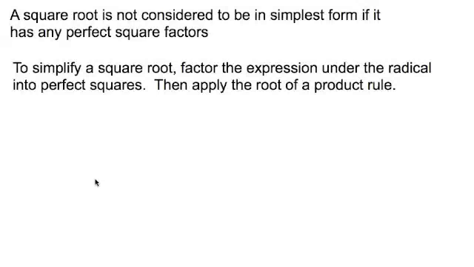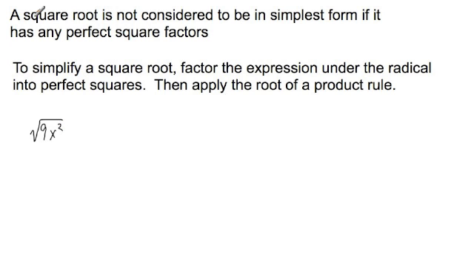Now that we've explored how to simplify square roots with numbers inside of the radical, and we've also figured out how to tell if a variable expression is a perfect square, let's figure out how to simplify radicals that have both numbers and variables inside the radical. Let's first consider the square root of 9x squared.